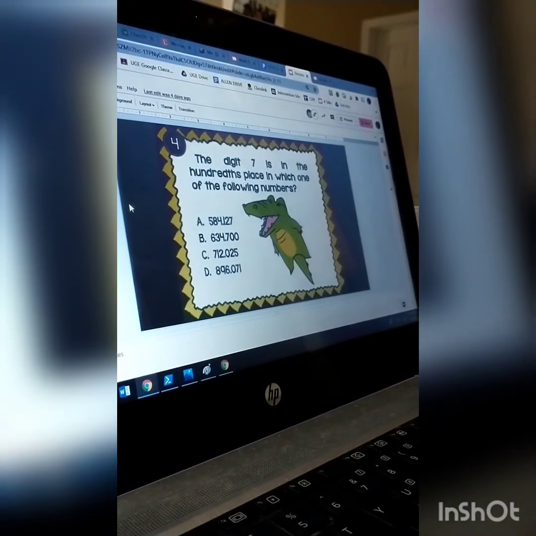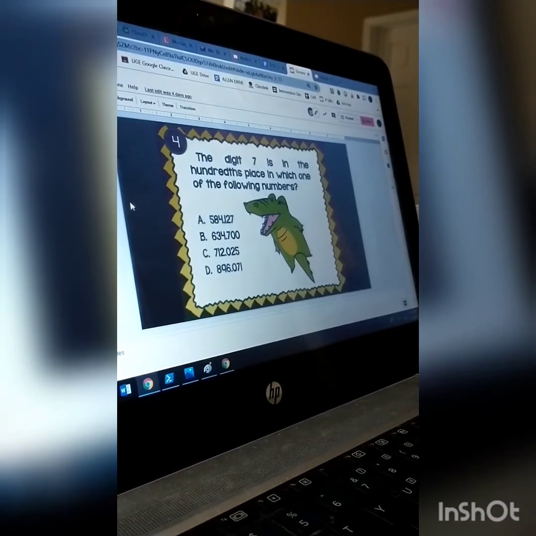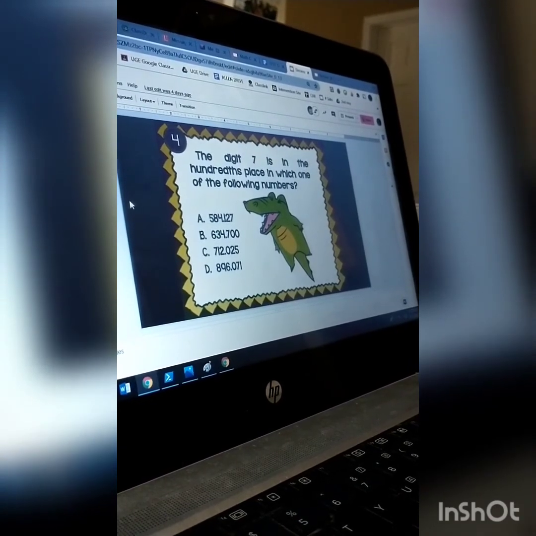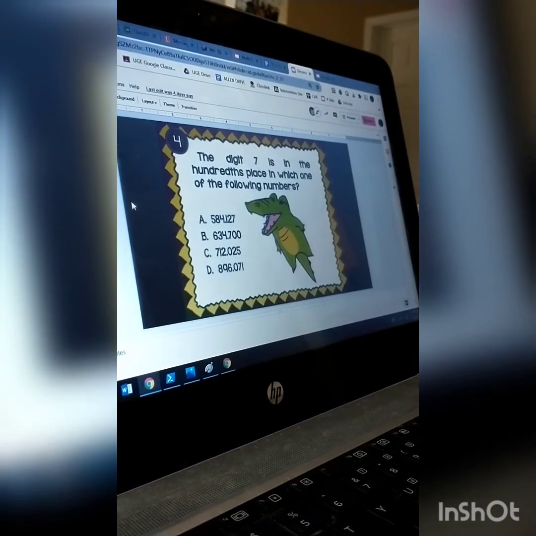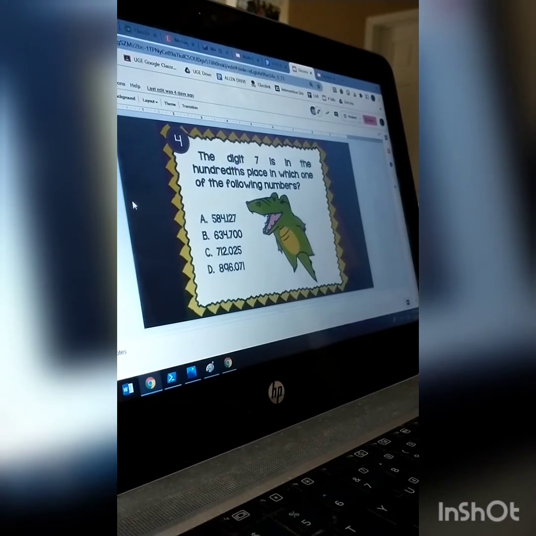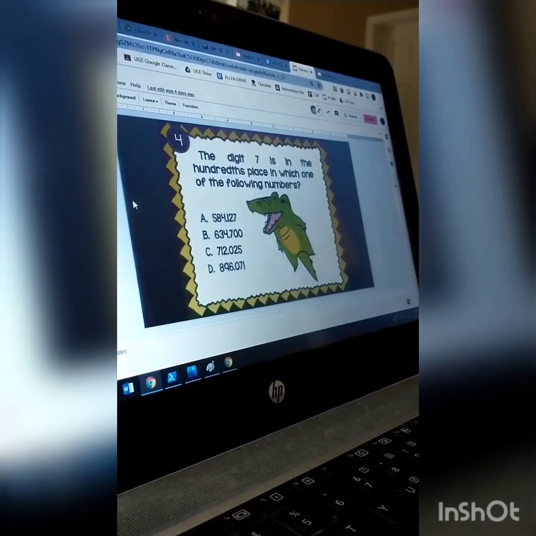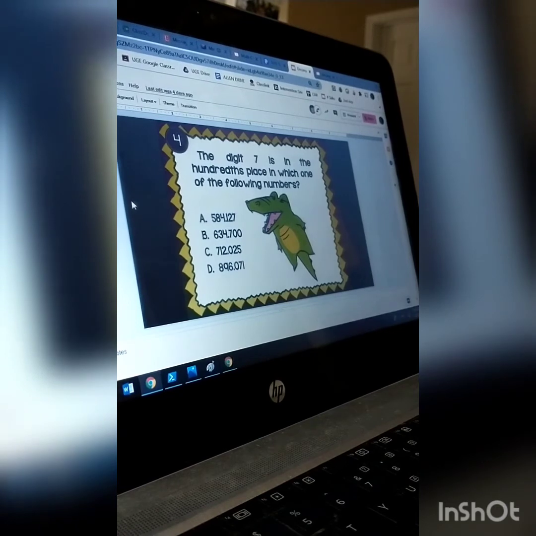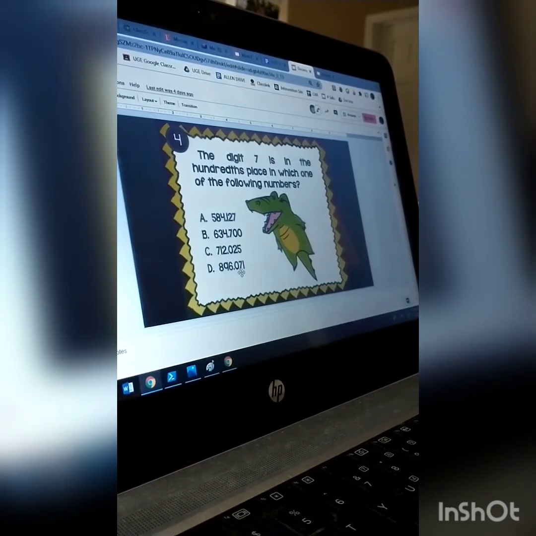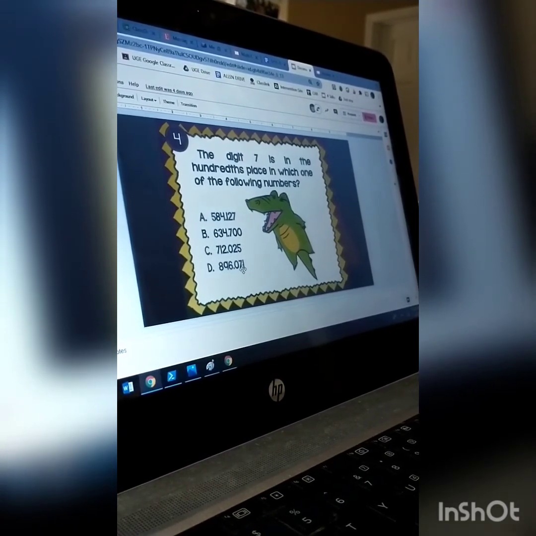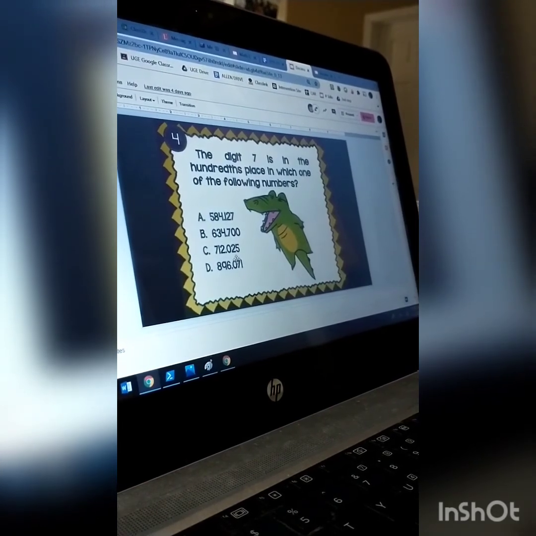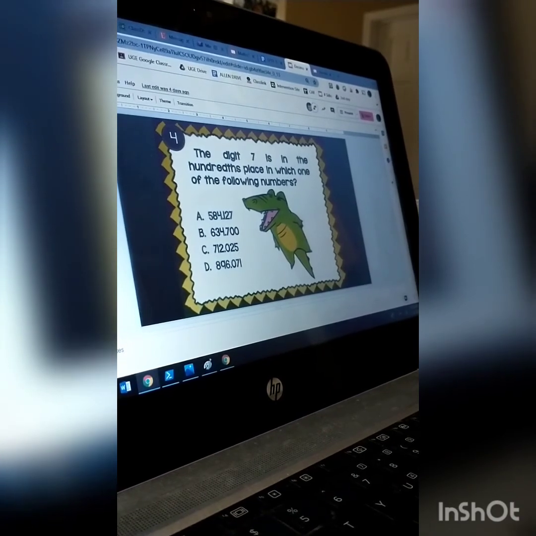All right, let's do number 4 here. The digit 7 is in the hundredths place in which one of the following numbers? Y'all can do this. Good, Starla. D. Okay. If you look down at D, that's the only one that has the 7 in the second decimal spot, because it goes tenths, hundredths, thousandths.